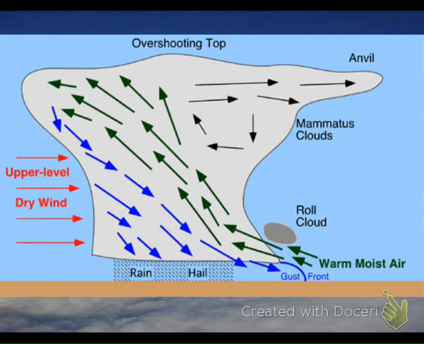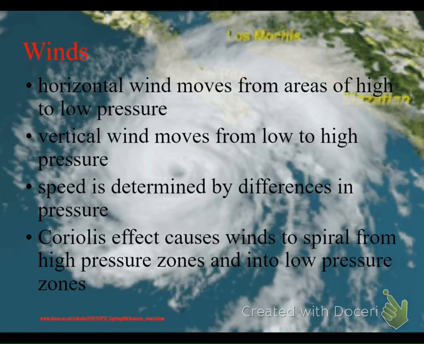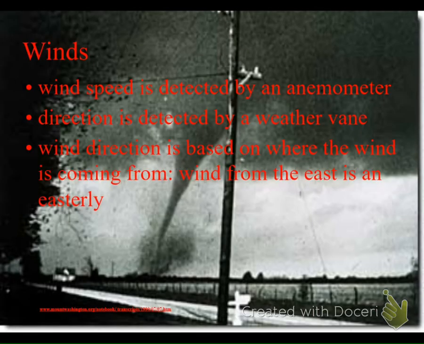Of the water. Now, winds go from high pressure to low pressure, sort of like diffusion. And as they move, if there's a bigger difference in high pressure to low pressure, it's going to cause more of it to move faster. And the Coriolis is going to tell us how much it's going to bend, how much it's going to spiral. Now, wind speed can be detected by something called an anemometer, and the direction is by a weather vane. Okay.